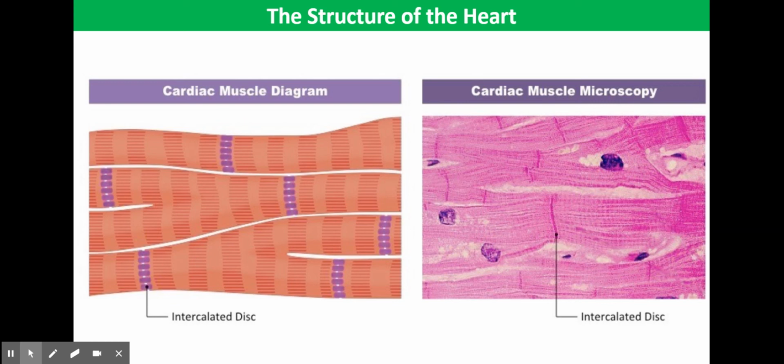There are numerous mitochondria between the muscle fibers, which are known as myofibrils, to supply energy for contraction. The muscle cells are separated by intercalated discs, which facilitate synchronized contraction. Each cell has a nucleus and is divided into contractile units called sarcomeres.